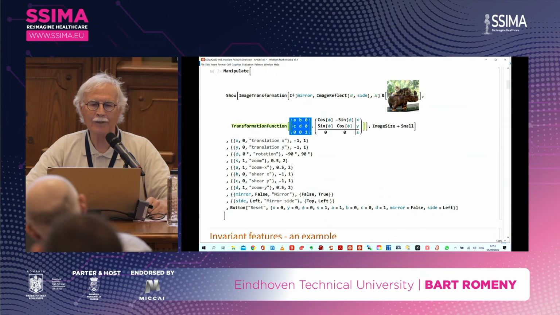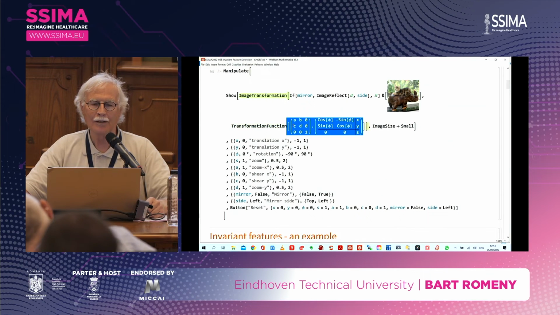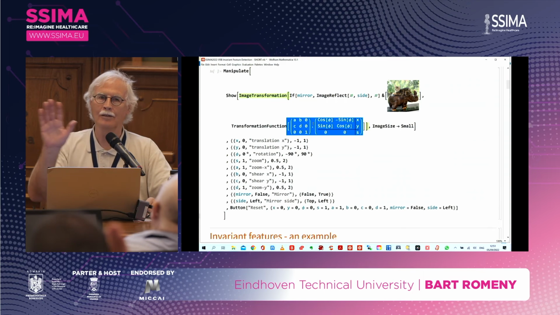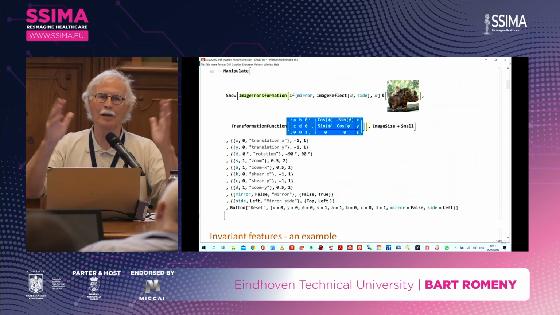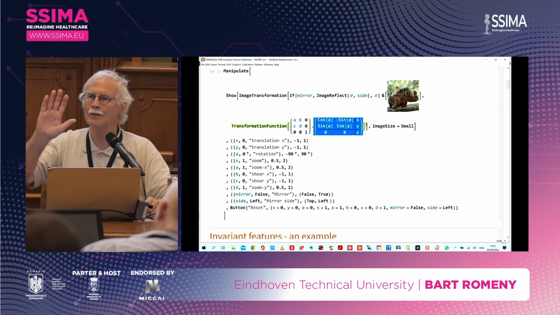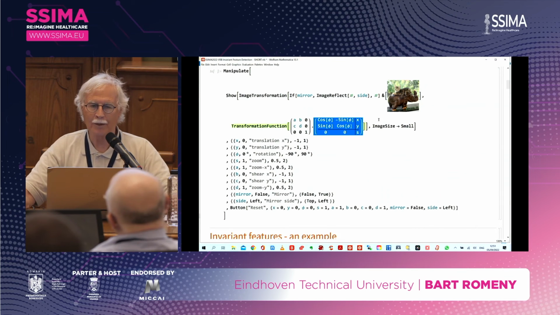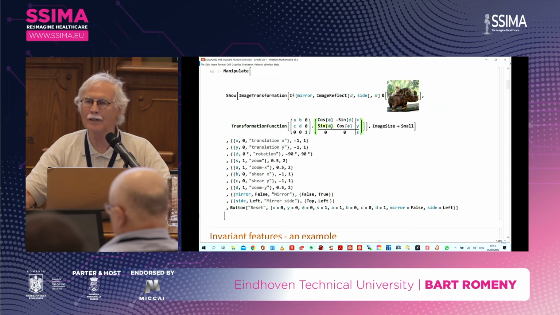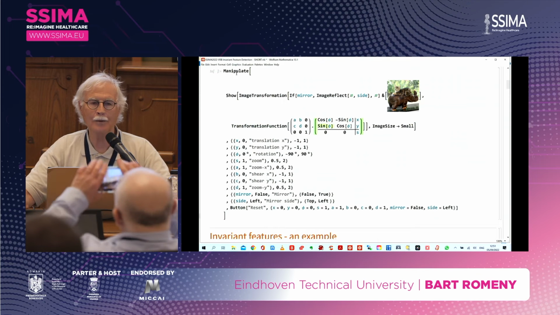And I have this matrix to do the translation and the zooming. And I have another matrix here, and this is the matrix, you see cosine and sine. This is doing rotations. So I have a translation and a rotation matrix. And now in Mathematica, it's so nice, you can do a manipulate.